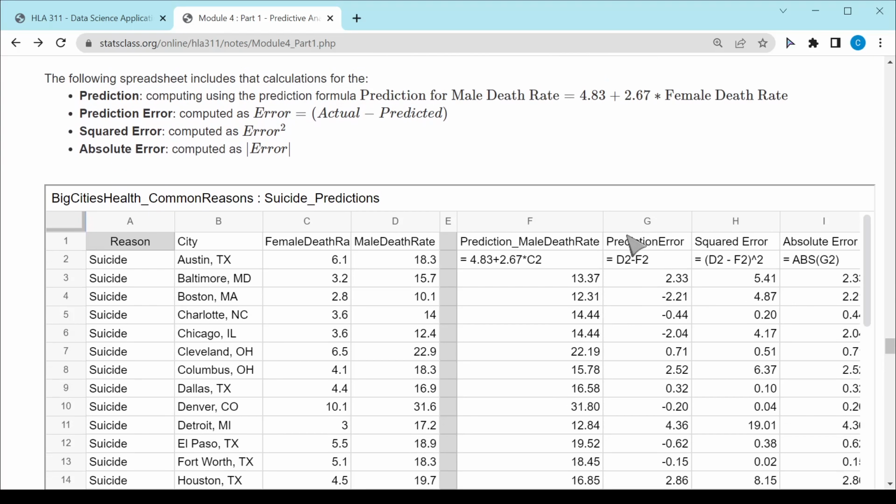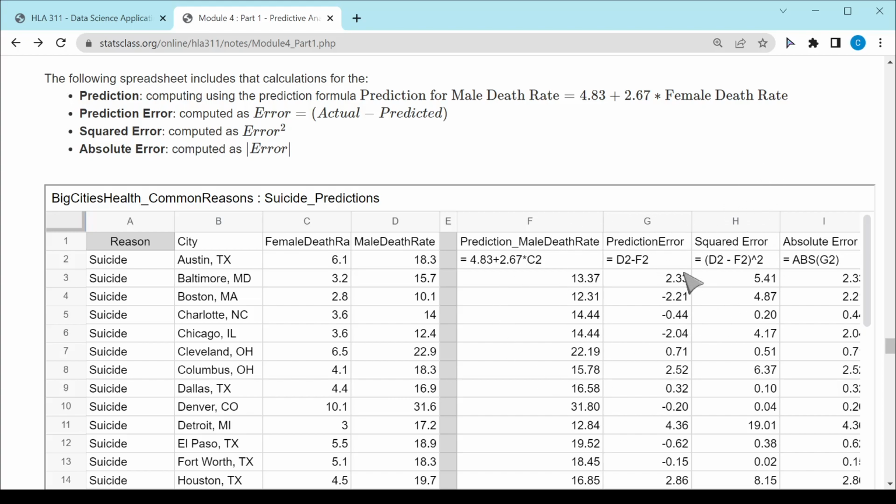There's a couple of different ways that we quantify or measure the typical amount of error. One is based on the mean squared error, or actually the root mean squared error. And the other is based on the absolute error. So I've computed two columns here. Column H is for the squared error, so just taking this quantity and squaring it. And column I over here is the absolute error. So you can see that negative 2.21 is my prediction error, but I took the absolute value of that and I just got 2.21 there.